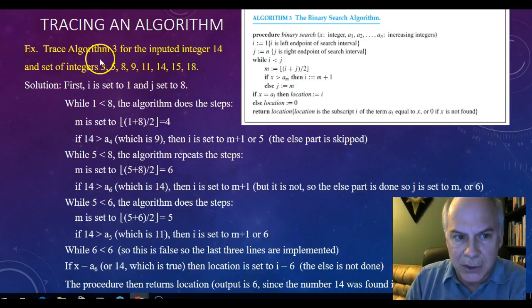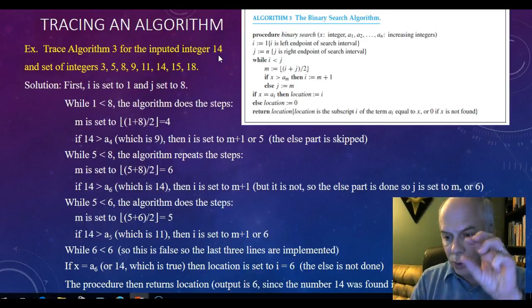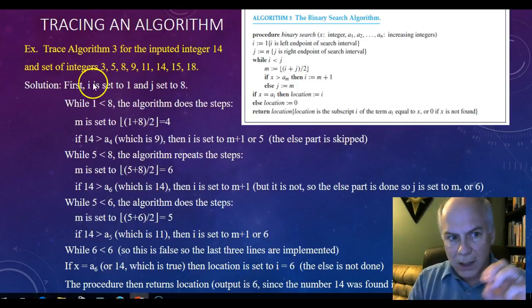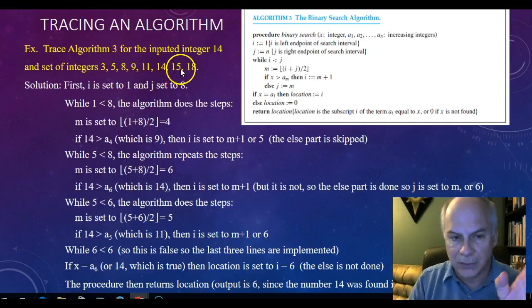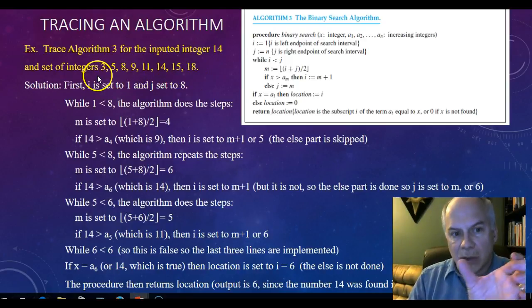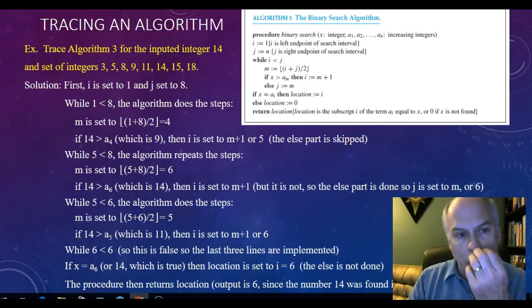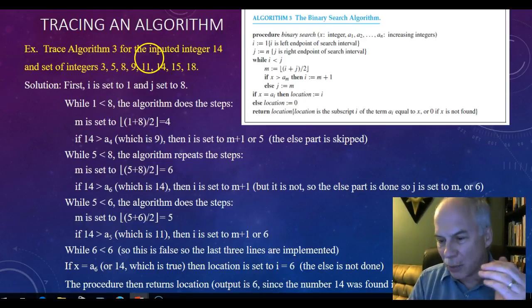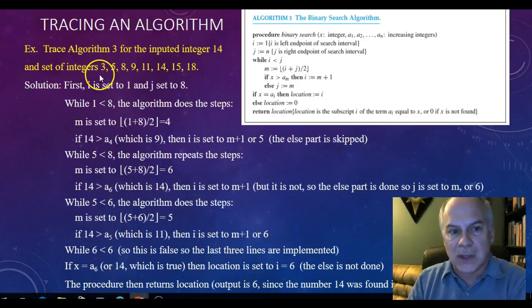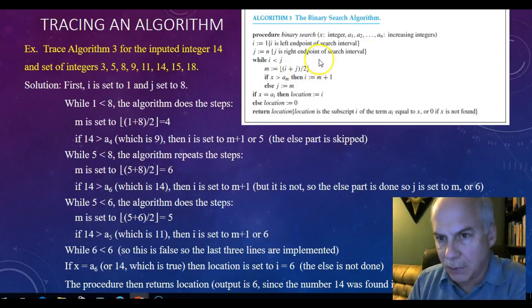So if the problem said trace algorithm 3 for the inputted integer 14, in other words, we're looking for the number 14 in the set of integers 3, 5, 8, 9, 11, 14, 15, and 18. Obviously we can look at that and find where 14 is, but the computer can't visualize and see the number 14 in a list so quickly. So we're writing a computer algorithm to do that. Okay, so let's look at the computer algorithm.